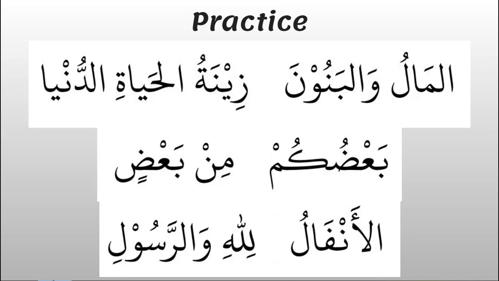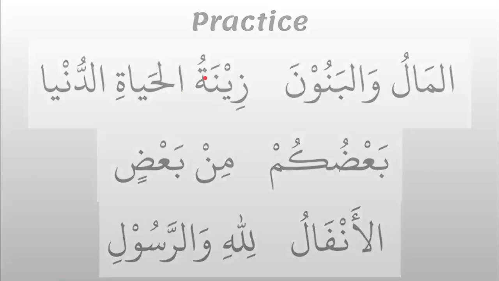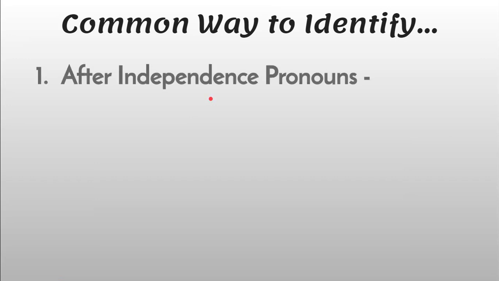But in Arabic, there are also some other common ways to identify where the invisible is is. Okay, so we're going to try to see some common ways to identify the sentence. Okay, so the first most common way to identify a sentence is after an independent pronoun.